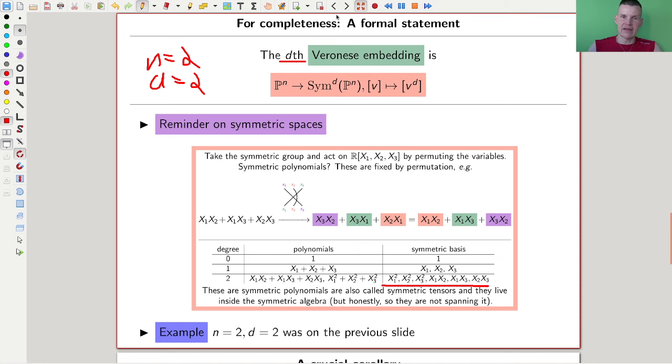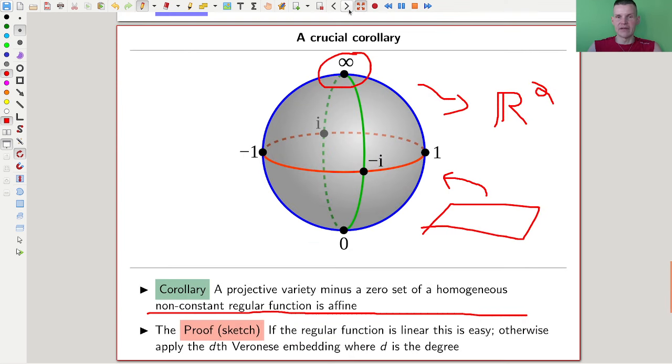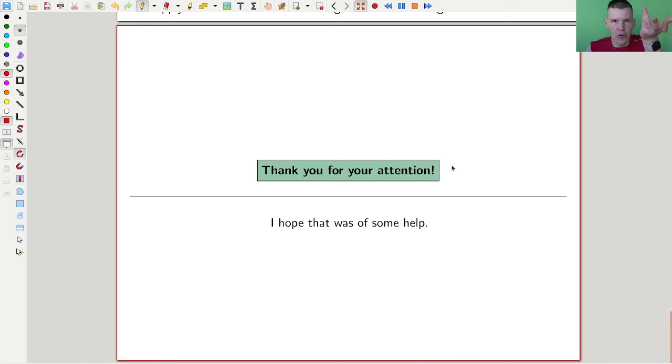And this is exactly how this coefficient map here worked, which came from this idea of studying the coefficient map from points on conics to the coefficients.